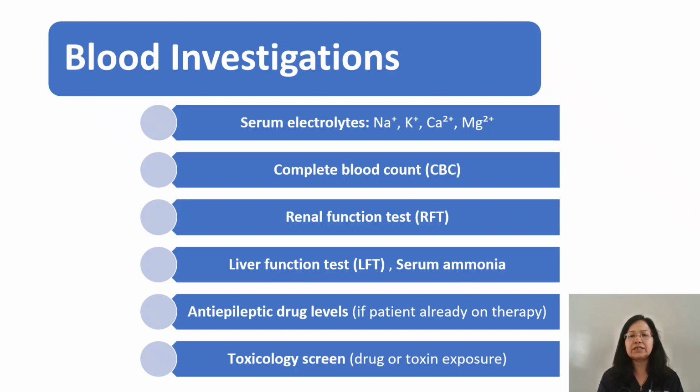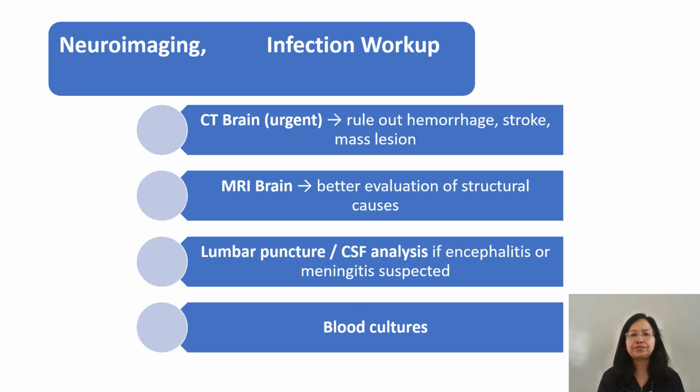Then you do the blood investigations. You send all the electrolytes like sodium, potassium, calcium, magnesium. Then do the CBC, RFT, LFT, and serum ammonia also, which will rule out liver disease. Then, if the patient is already on anti-epileptic drugs, or is not, we have to send the level of anti-epileptic drugs. Sometimes we have to do a toxicological screening if we are not getting a clear history, since drug overdose or toxin exposure can cause status epilepticus.